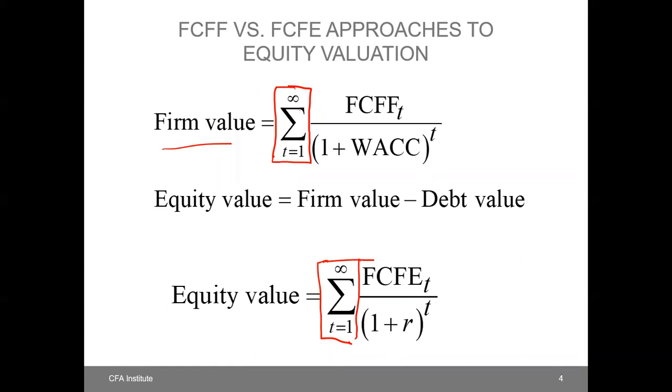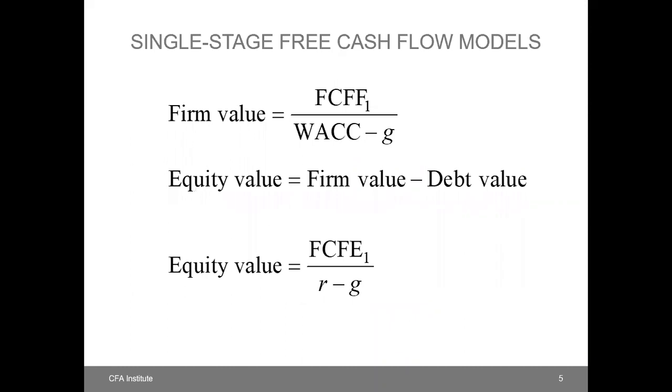Okay, so we have a stream of free cash flow to the firm, or we have a stream of free cash flow to the equity, and we discount it back to get the free cash flow to the firm valuation, or the valuation for equity, the final number. Okay, so let's proceed to the single stage free cash flow model.